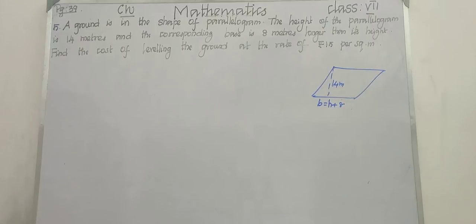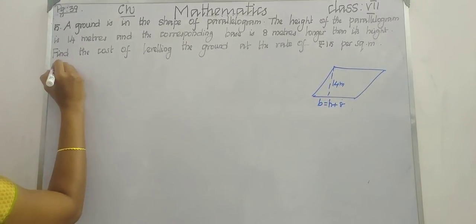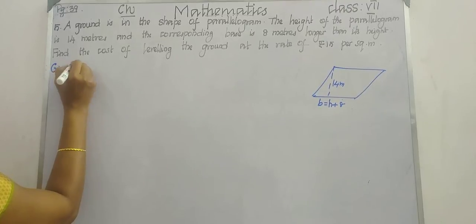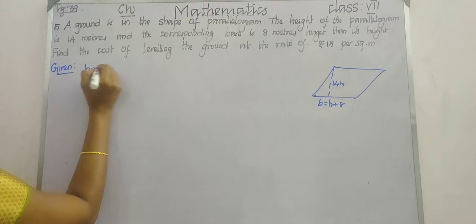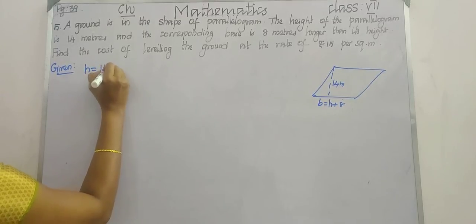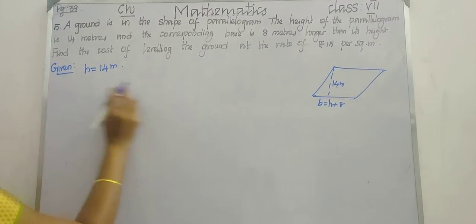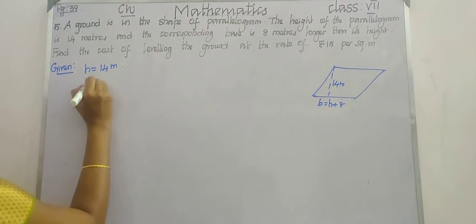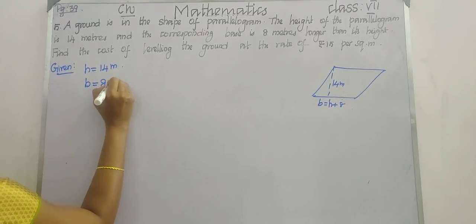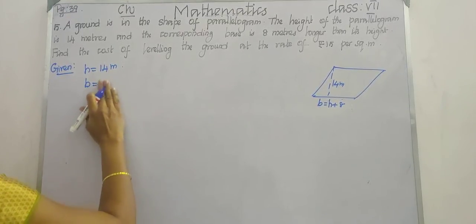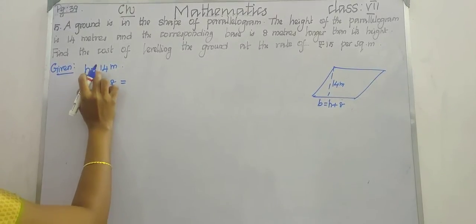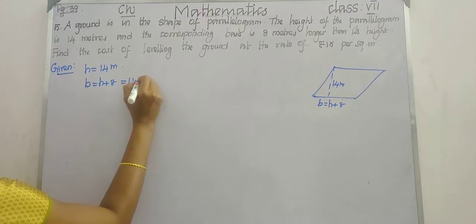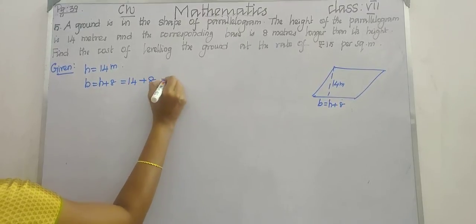Now see what is given. First of all, height is given, right? Height equal to 14 meter. And base equal to 8 meter longer than its height, right? So what will you get? Base equal to 14 plus 8. 14 plus 8, what will you get?